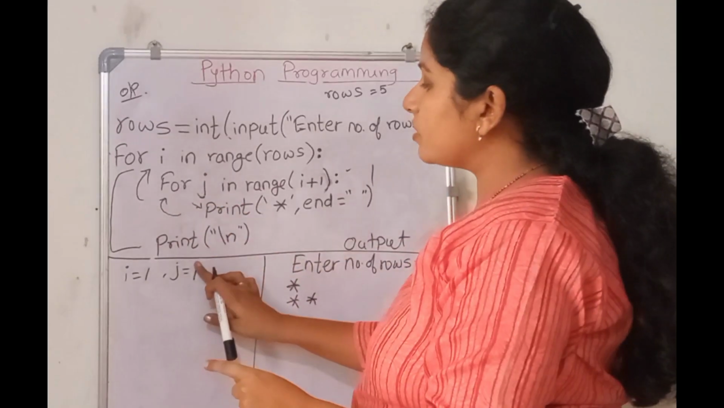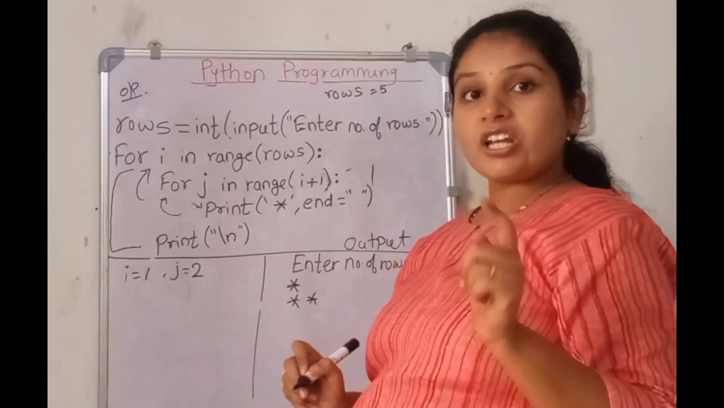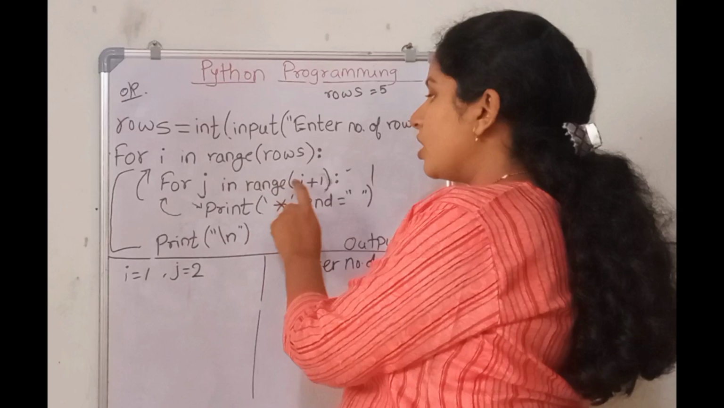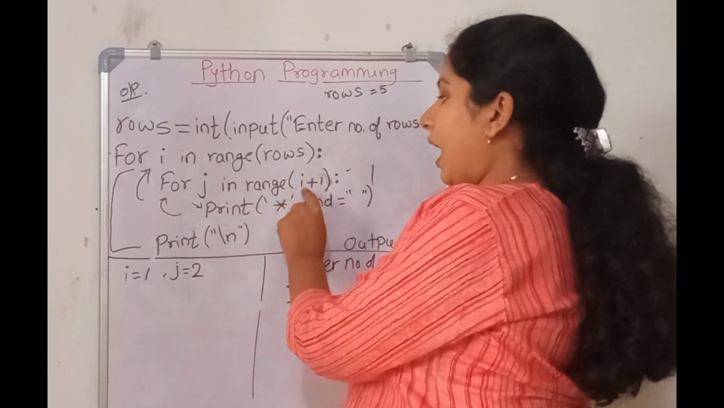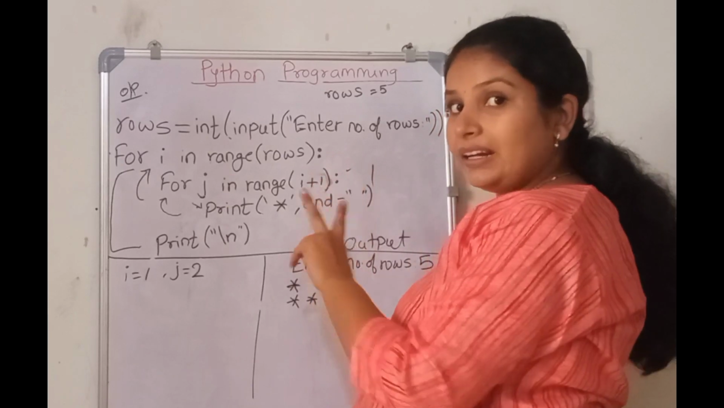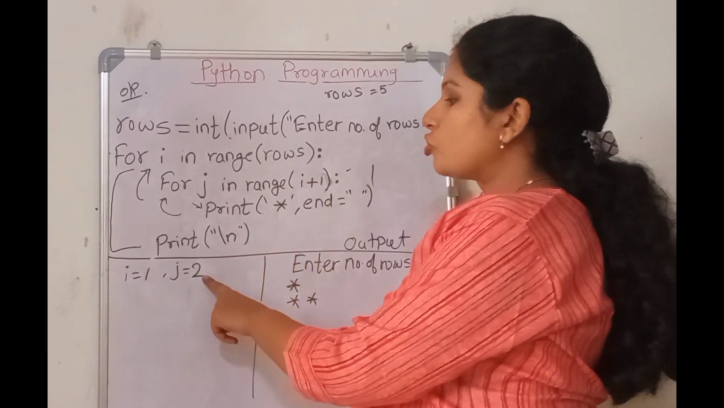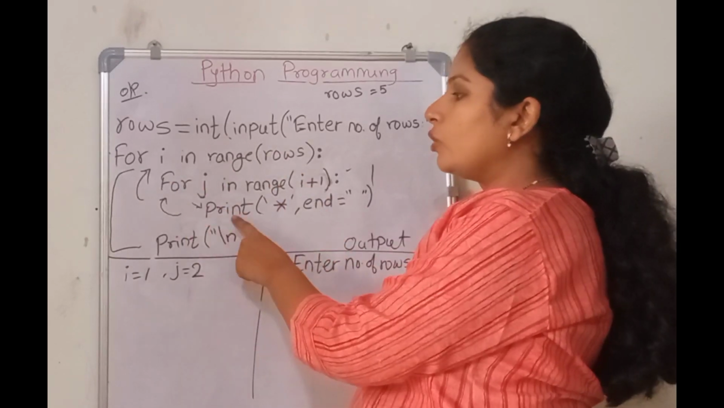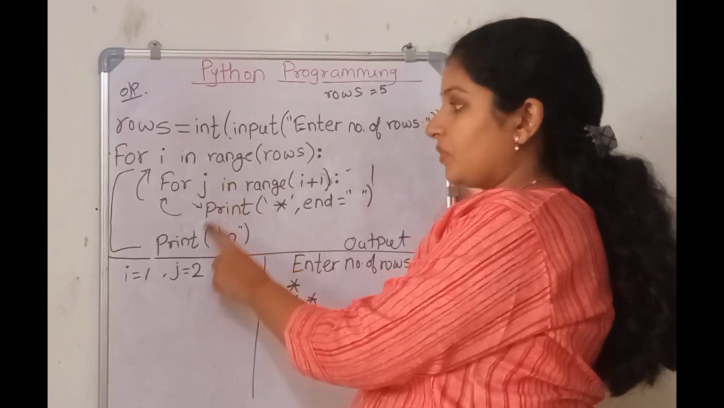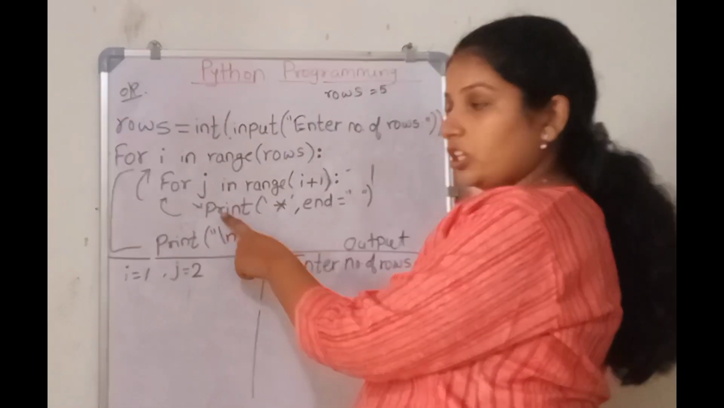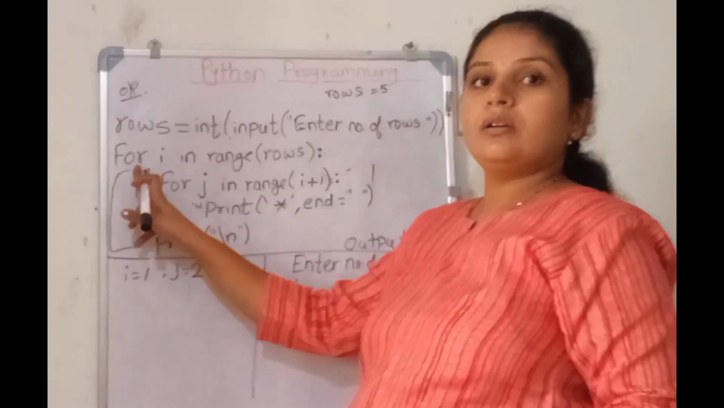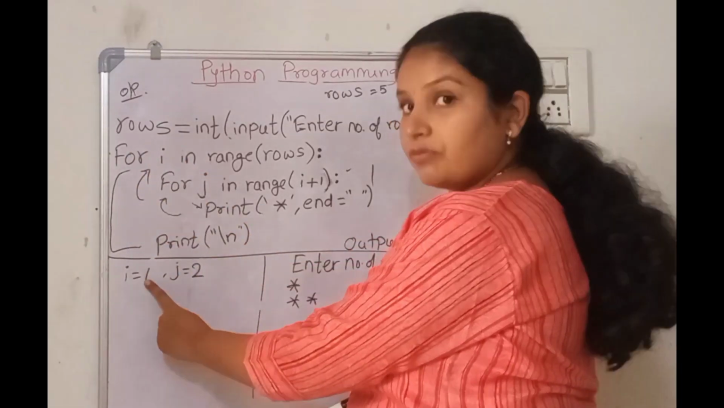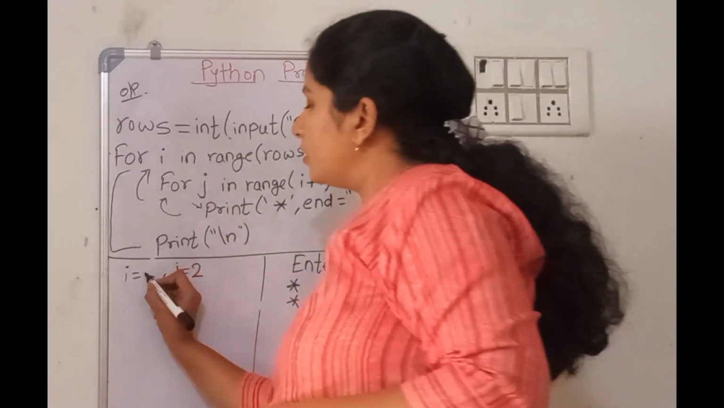Right? J value is now 2. I value is same, 1. J value is 2. So for j in range i plus 1, j value is 2. I value is 1. 1 plus 1, 2. End limit. You have reached end limit. Is 2 less than 2? No. Condition is false. Not satisfied. So you are not going inside the jth loop. So since you are not entering in the jth loop, you are going for the outer for loop which is i. After going to the i, now i value was 1, it will be incremented by 1.